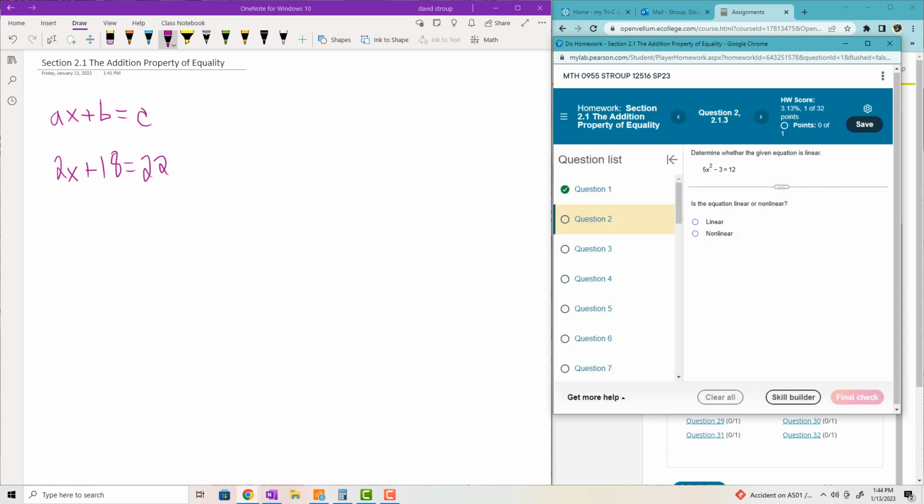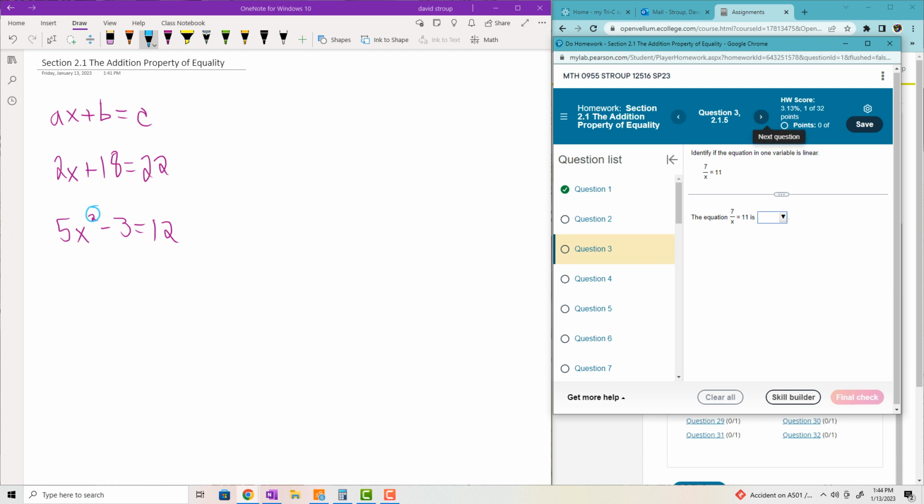This one here, 5x squared minus 3 equals 12. That's nonlinear because of the exponent on the x, right? So it's written 5x squared minus 3 equals 12. This is nonlinear due to that exponent, that 2 right there. Okay, so it's nonlinear. This guy, again, is nonlinear because of the fraction bar.